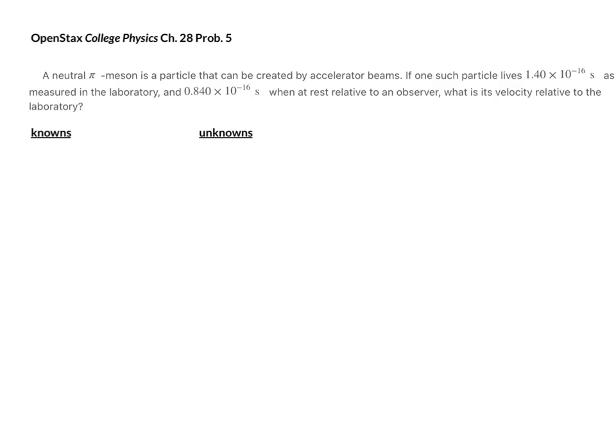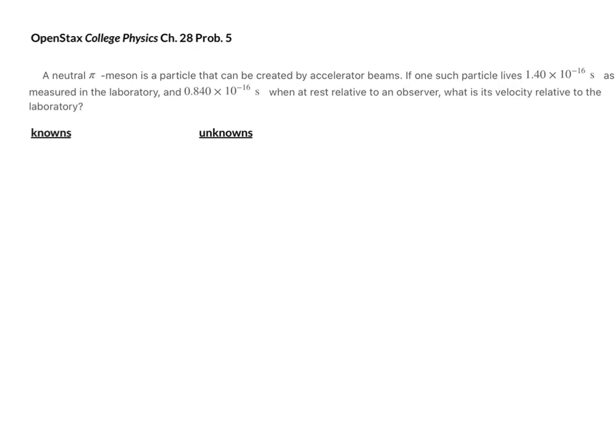Let's look at problem 5 in OpenStax College Physics, Chapter 28. A neutral pi meson is a particle that can be created by accelerator beams. If one such particle lives 1.4 times 10 to the negative 16 seconds as measured in the lab, and 0.84 times 10 to the negative 16 seconds when at rest relative to an observer, what is its velocity relative to the lab? So let's try to figure out what the problem is saying.